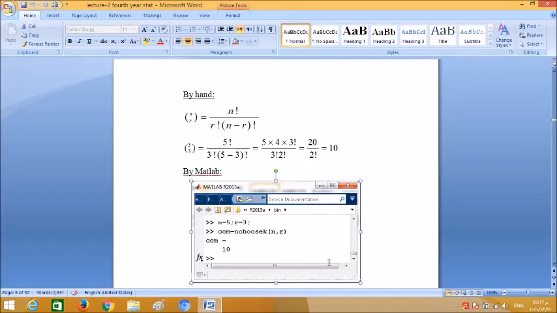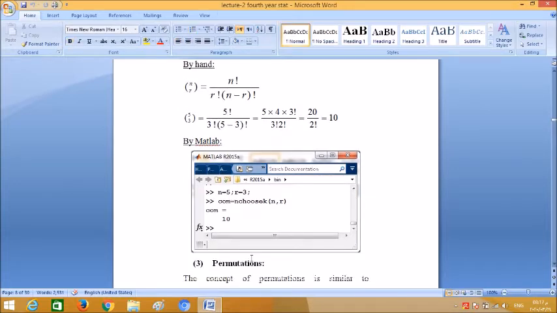By MATLAB, put n equal 5, r equal 3, and com means computation or combination. Okay, so put here any letters you want. Okay, n choose k, n and r, equals 10.